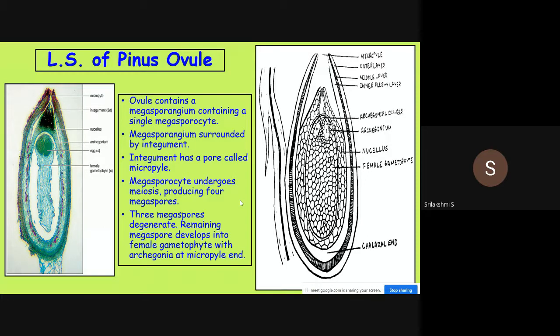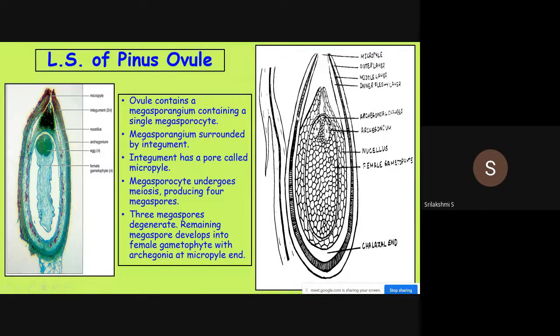Anyway, now we will look into the structure of the Pinus ovule. As usual, when you take a longitudinal section of the ovule, it has the wall. The wall is called the integument. In Pinus also, it opens by means of an opening called the micropyle. The opposite end is the chalazal end. The micropyle will lead into the micropylar canal.